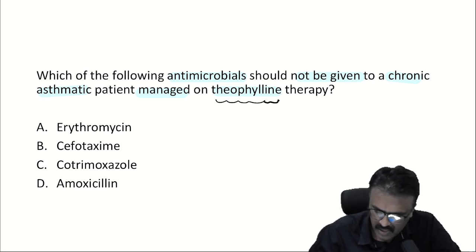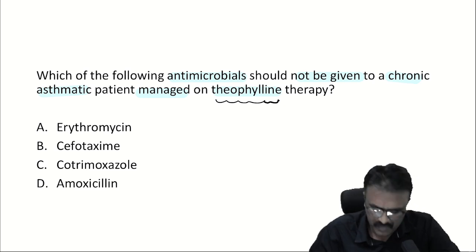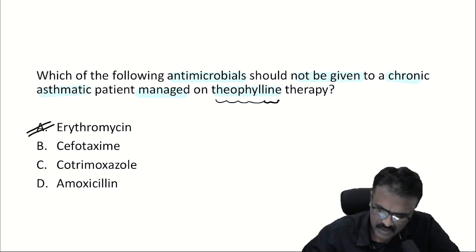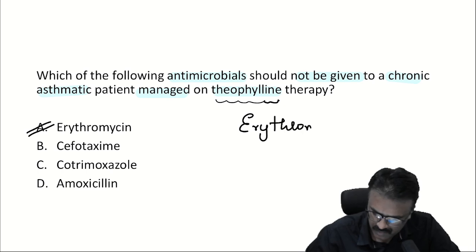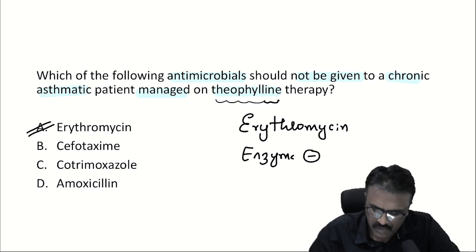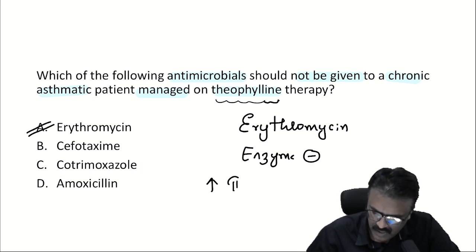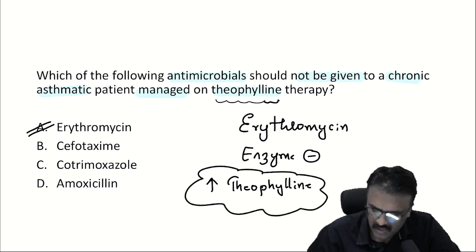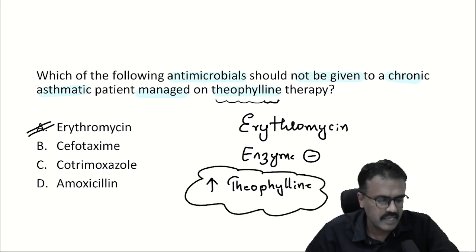And which antibiotic if I give, there is a problem. The answer is A, erythromycin. Why erythromycin, sir? Suppose I give erythromycin. Erythromycin is an enzyme inhibitor. Now what happens if I use this with theophylline? Theophylline will not get metabolized. Theophylline levels go up, and theophylline will lead to toxicity like arrhythmia and seizures. So this is an interaction. The answer will be erythromycin.